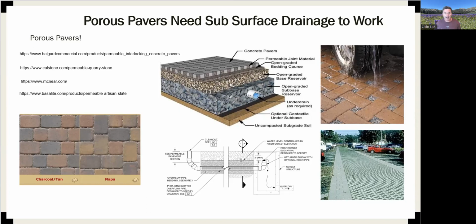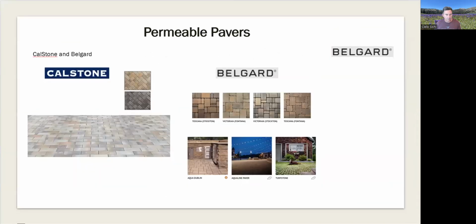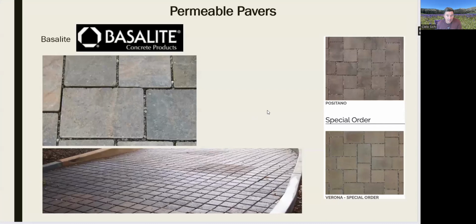And if you think back several slides ago about our urban settings and how much impermeable surface there is, the more we can reduce our impermeable surfaces, the higher the benefit is for our waterways. And these permeable pavers are very attractive. They're very nice looking, different types of permeable pavers. Here's some from Calstone, some from Belgard, some from Basalite.